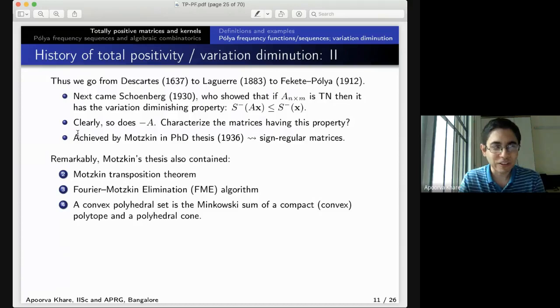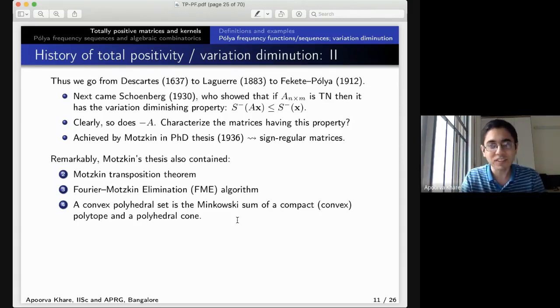Just to quickly admire Motzkin from afar, just a couple of points about him. His thesis also contained two fundamental results of linear programming and linear inequalities. One is now called the Motzkin transposition theorem, and one is now called the Fourier-Motzkin elimination algorithm. He also had in his thesis the following fundamental fact in geometric combinatorics, that any convex polyhedron is the Minkowski sum of a compact polytope and a polyhedral cone. That seems to have been first proved in his thesis.